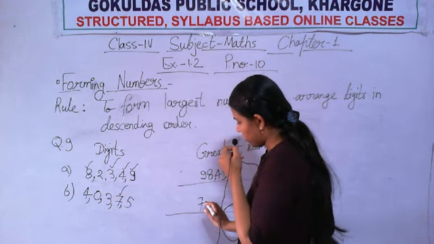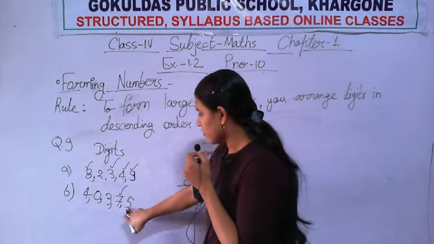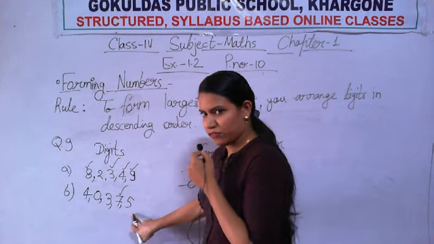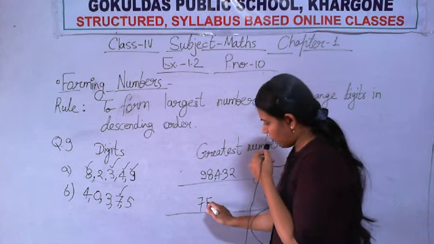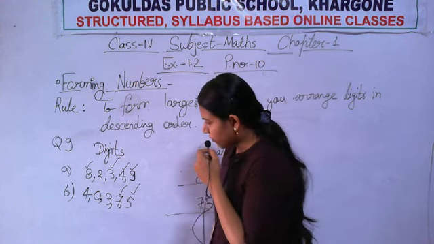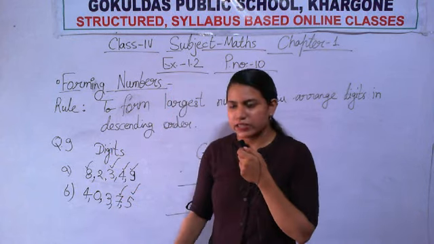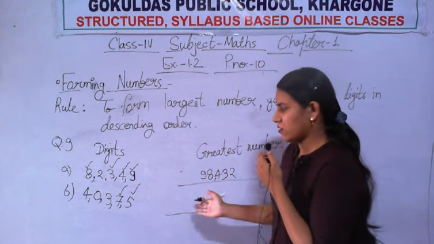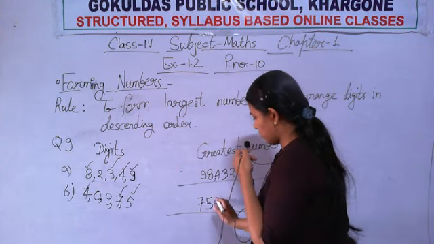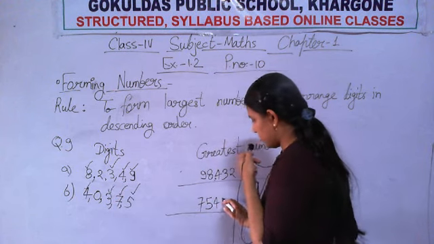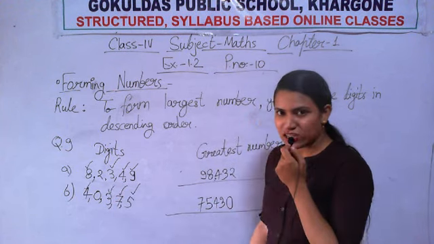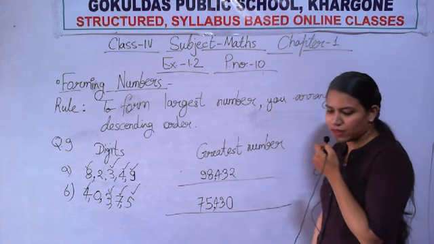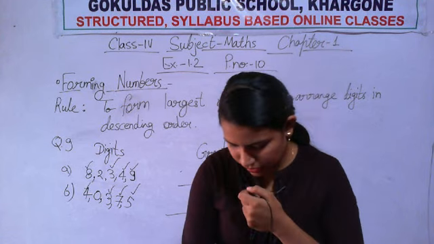So I will write 7 first. Then identify which will come next: 4, 0, 3 or 5. Which will come next to 7? 5 will come. Okay. We have done with 5 also. Now we are left with 3 digits, that is 4, 0 and 3. So which will come next to 5? Obviously 4, then 3, then 0 at the last place. So this is how you form the greatest number, right? Let us do C and D also.